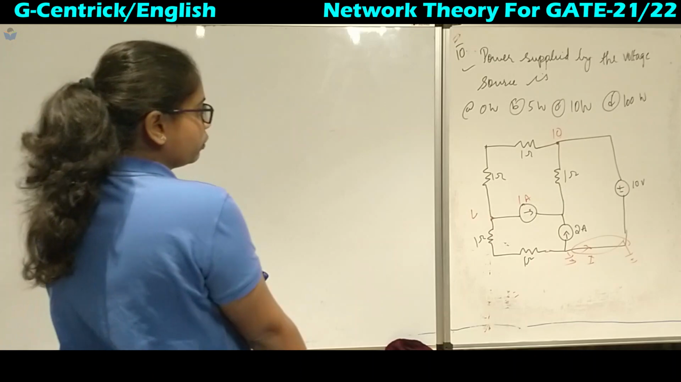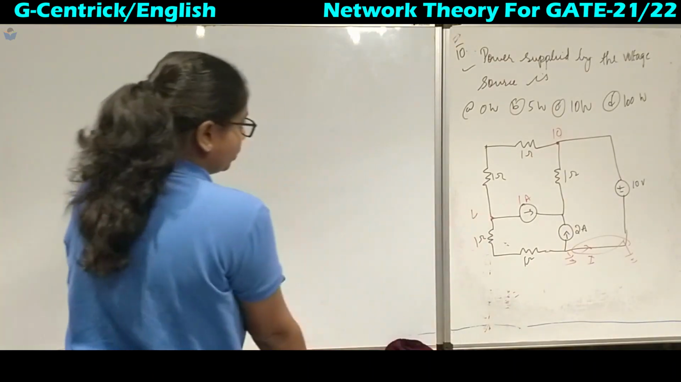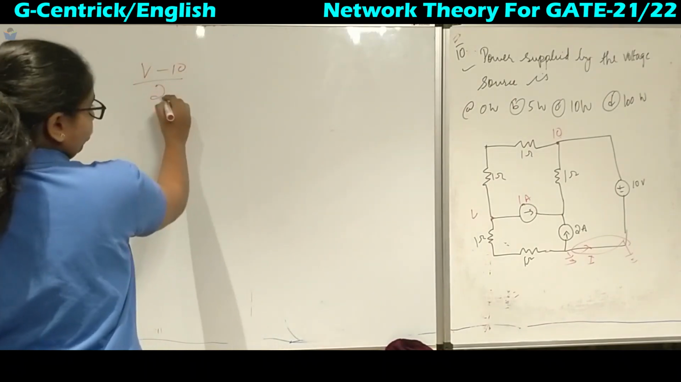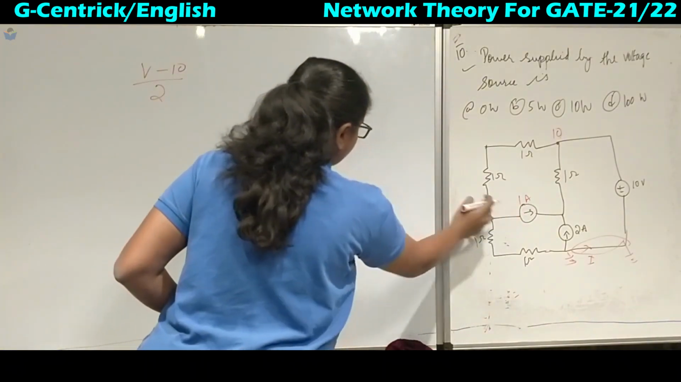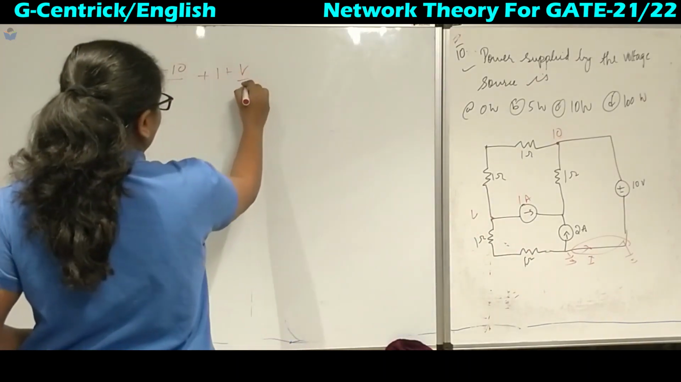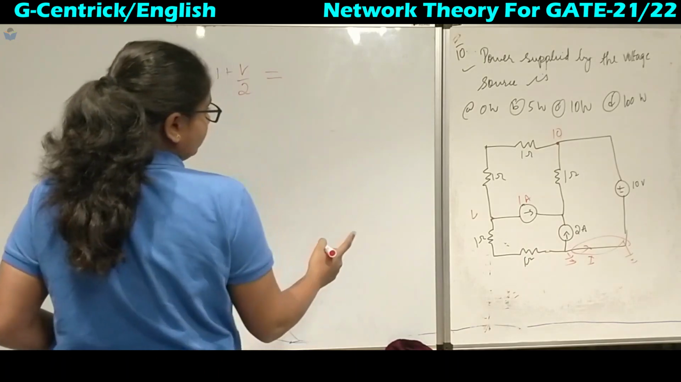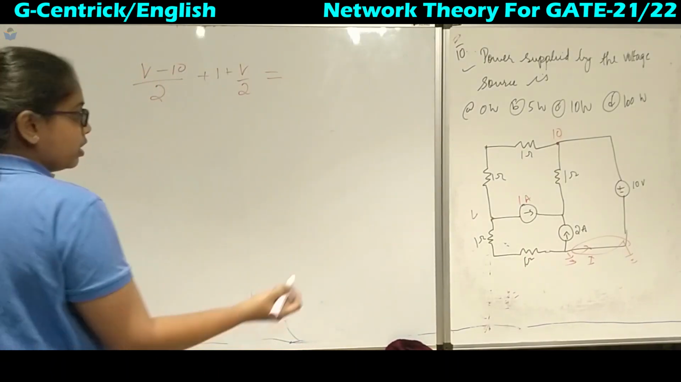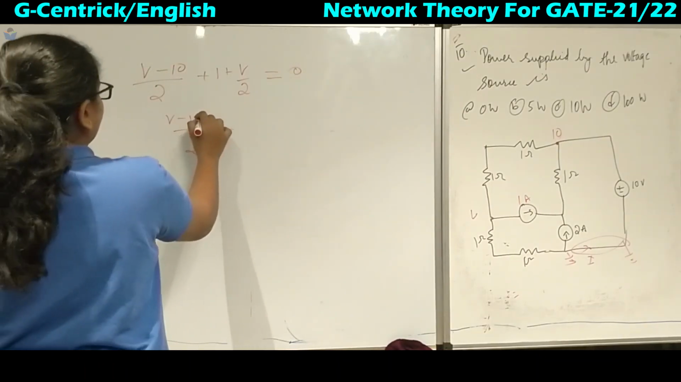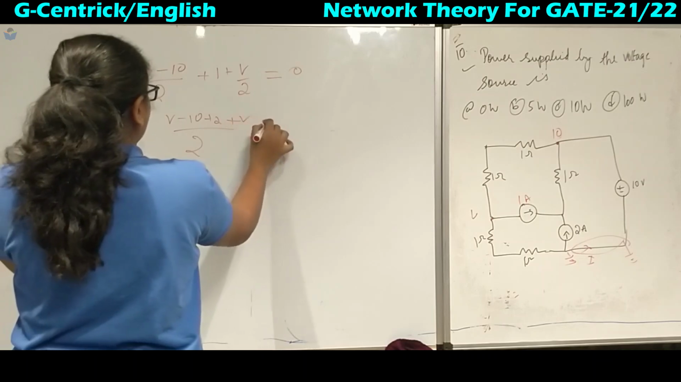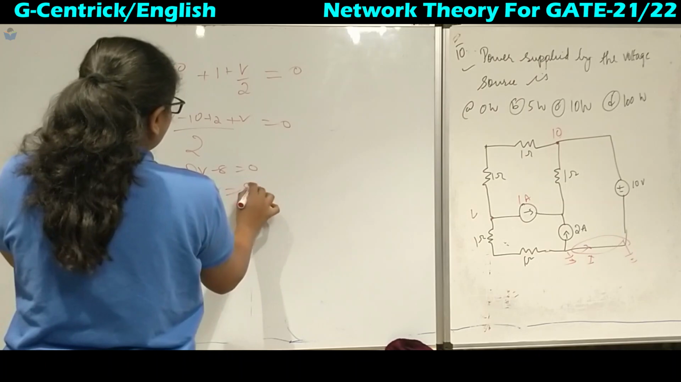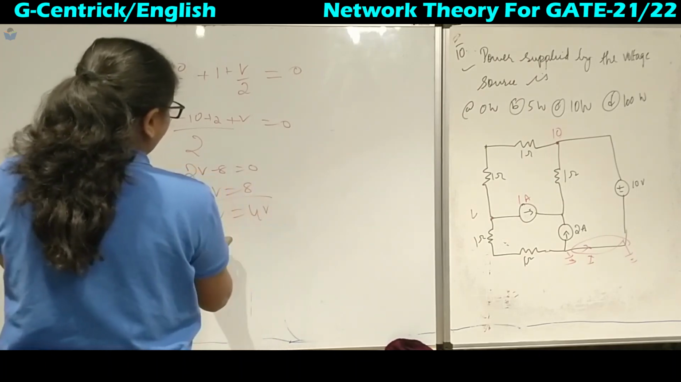Now we will apply the nodal voltage analysis at node V. So this is V minus 10 over 2, then this is outgoing, so plus 1, then we have V minus 0 over 2, which is equal to 0. There is no outgoing or incoming current other than these, so it will be equal to 0. So the LCM is 2: V minus 10 plus 2 plus V equal to 0. So 2V minus 8 equal to 0, 2V is equal to 8, and V is equal to 4 volt.